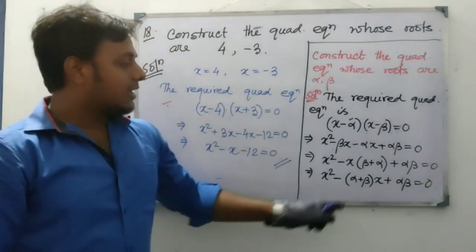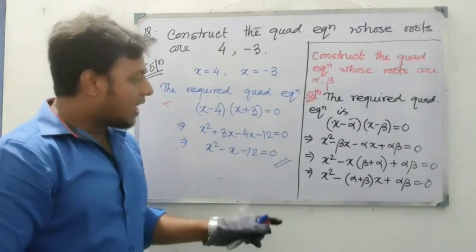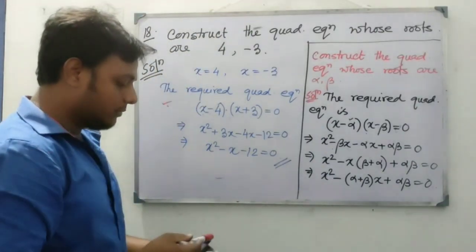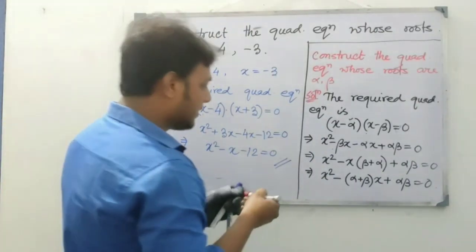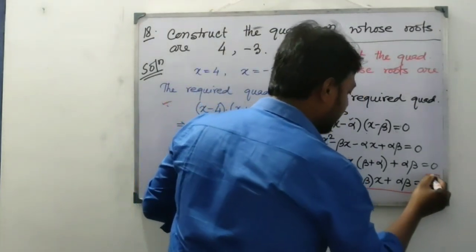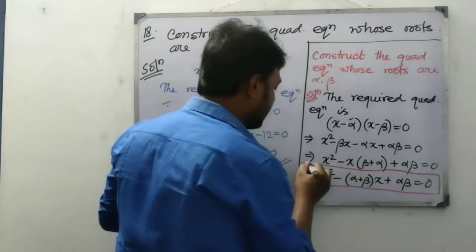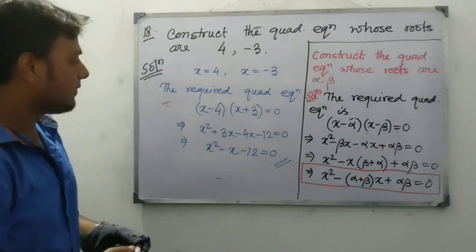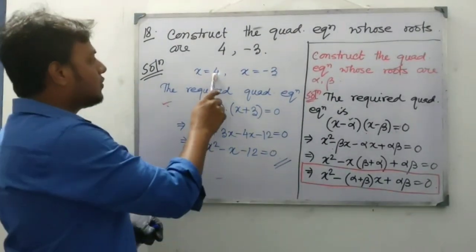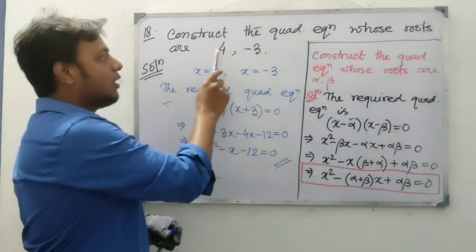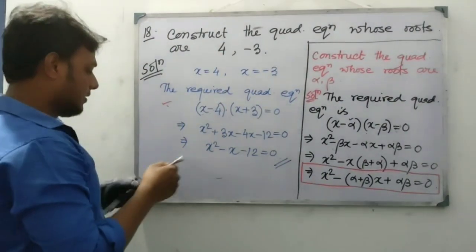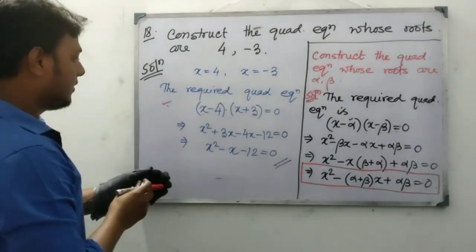So this is the quadratic equation. We have to memorize this line. It will be better if we memorize this last line, then you can write the direct answer. How? Just try to solve this problem. Roots are 4 and minus 3, so alpha means 4 and beta means minus 3. I am solving here.